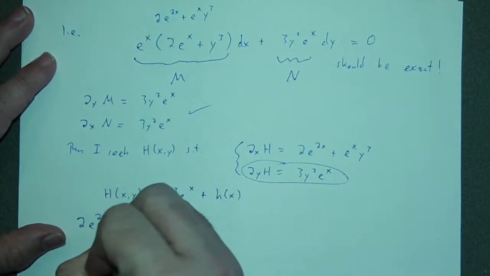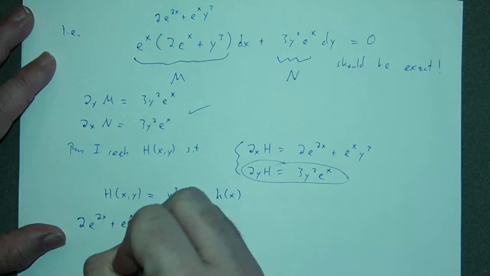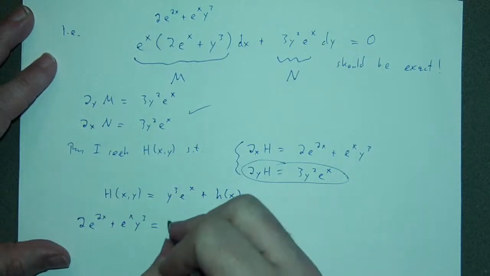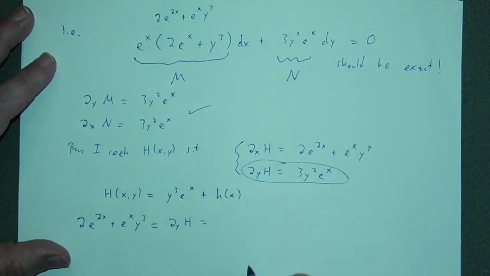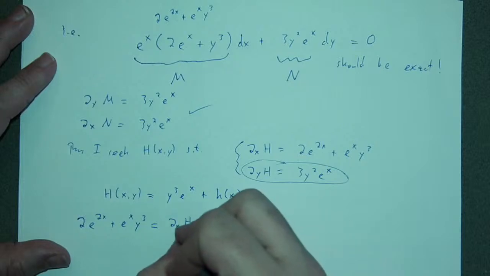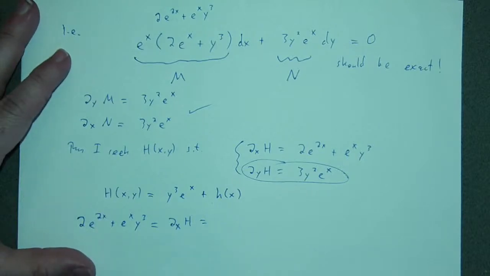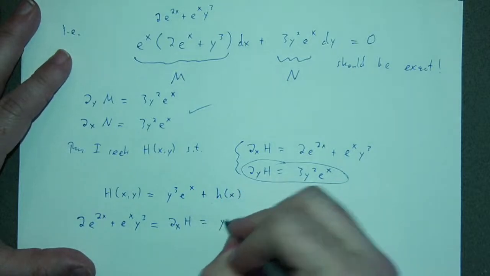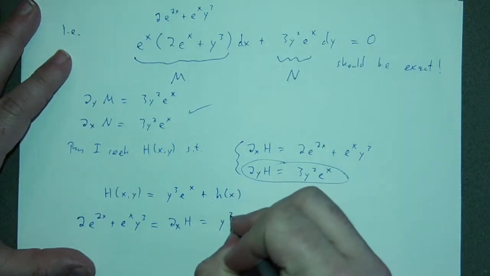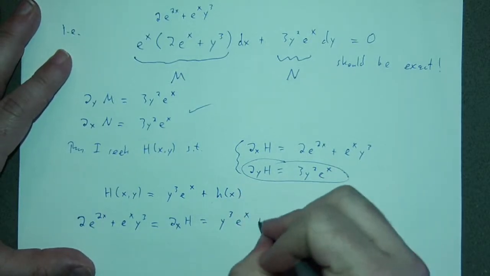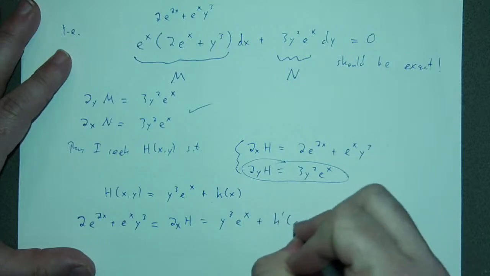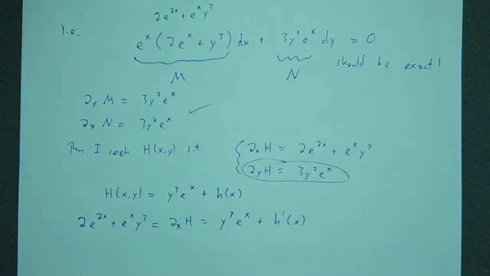2e to the 2x plus e to the x y cubed is equal to the y partial of h, the x partial of h, which now I compute here from this h that I found. So the x partial of h is y cubed e to the x plus h prime of x. Okay.